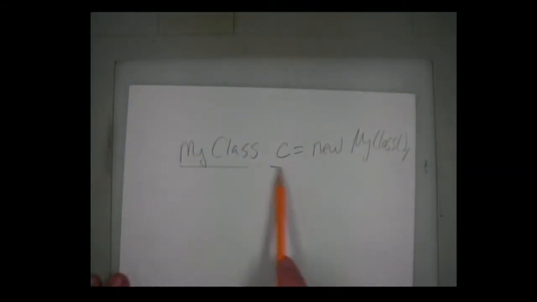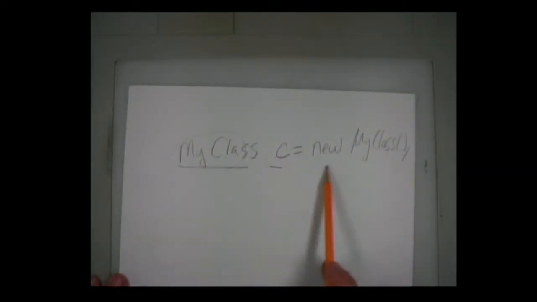And if MyClass is an abstract class, that will not work. So that's what we mean by we can't instantiate it. We can't make an instance of it. What's the use of an abstract class, though? If we can't make them, what use are they?